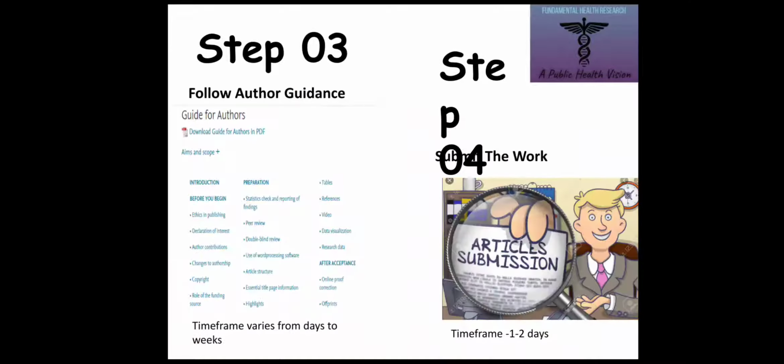In step 3, everyone has to follow the guide to the authors. Here, the guidance and instructions are given by each journal individually. How to conduct, what the scopes are, what the peer review is, what the blind review is, everything is mentioned here. So anyone who wants to go through it can easily go to the journal's official site, and from there they can download the instructions.